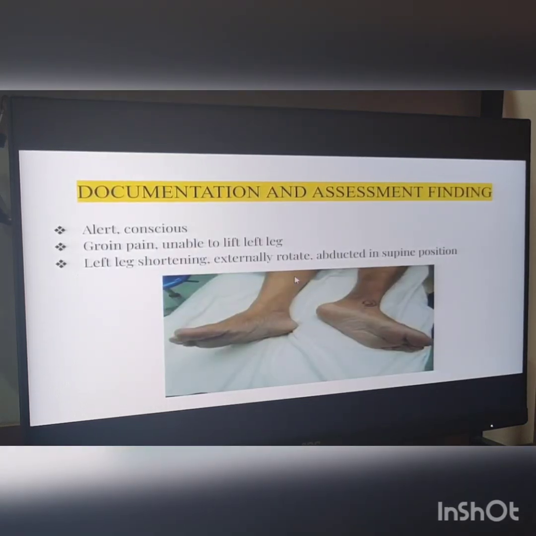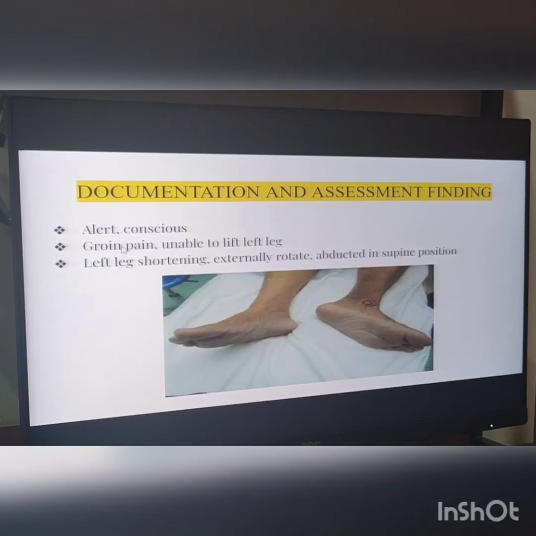Okay, in documentation and assessment findings, why is documentation very important in this kind of medico-legal case? If there is any lawsuit or any queries from the relatives or others, the first thing they will look at is our documentation. That's why documentation is very important. Whenever we didn't document it, it means we didn't inspect or didn't do that thing.